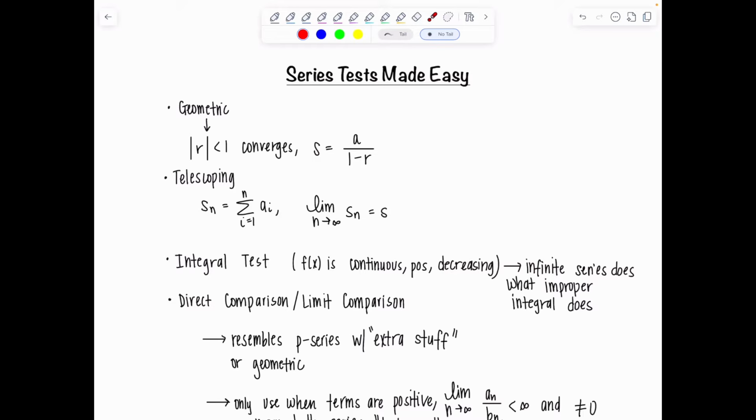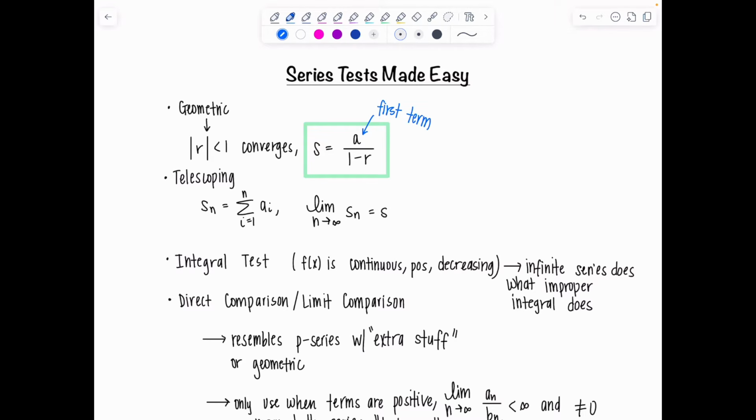And remember, if the absolute value of r is less than 1, then the series converges. Diverges otherwise. And you can actually find the sum of a geometric series. This is super rare. And the formula for the sum is it's equal to a, where a is the first term of the series, whatever it may be, over 1 minus r.